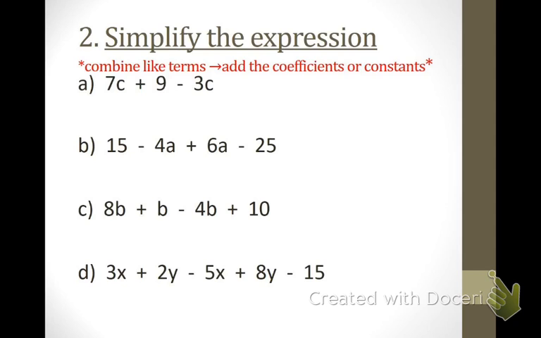7c minus 3c, okay? Those are like terms because they both have a c in them. Then you're switching that with plus 9. Now we are going to, as it says in the red, combine like terms. So we're going to add the coefficients or the constants.